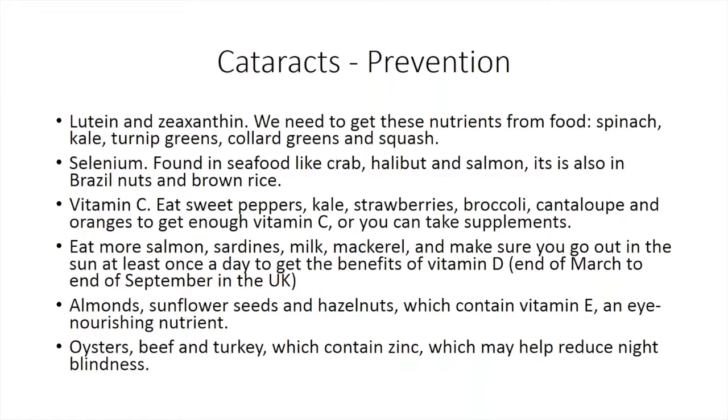Eat more salmon, but wild salmon only, because if you eat farmed salmon, then you're going to be consuming salmon that's been fed grains or corn, and the fatty acid constituents within it are not going to be the same as they would have been if they were in the wild. Sardines, milk, mackerel, so the milk because of vitamin D. So vitamin D is hugely important for protection of the eyes.